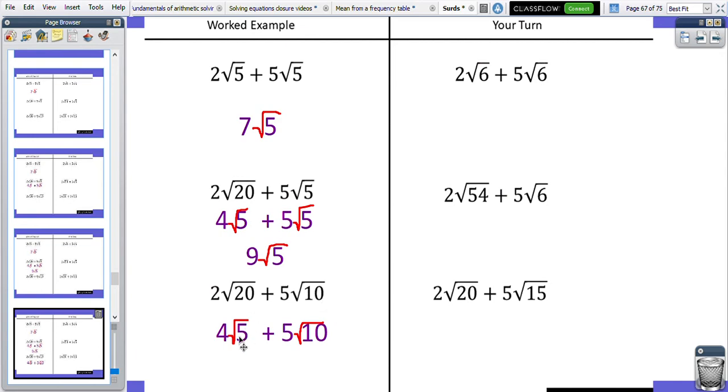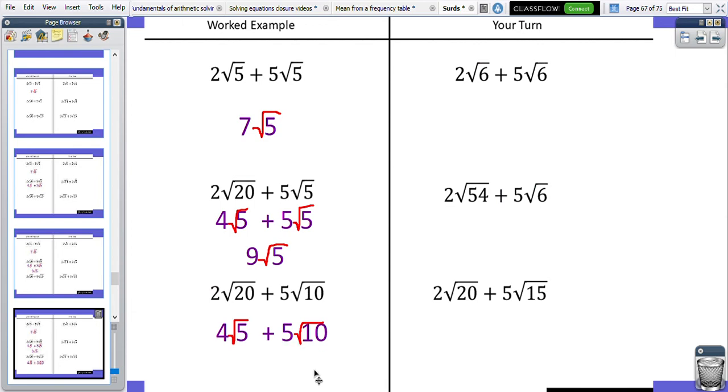Because I can't simplify either of these surds any further, I can't really add them together as one term, so I leave my final answer like this. I know it looks a bit strange because you've got an add sign in your final answer, but this is as simple as I can make it because I can't simplify either term any further. So this is my final answer, 4 root 5 plus 5 root 10.